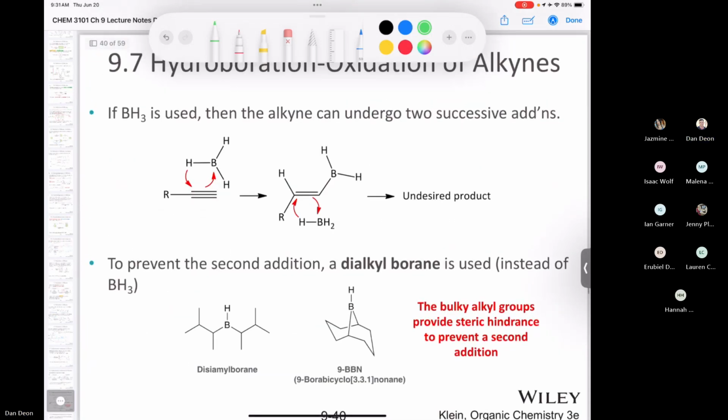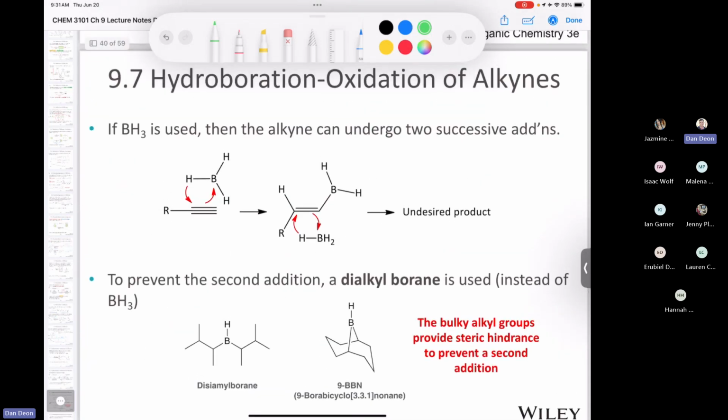All right. Now, as far as the hydroboration oxidation goes with a terminal alkyne, it says if you use borane, it can undergo 2 successive additions. And when it does that, you end up with an undesired product. I'm not going to go into all the details on this; I'll put this as an FYI almost. But the conclusion that we draw is using borane is not good. We don't want to use borane because it keeps adding over and over.